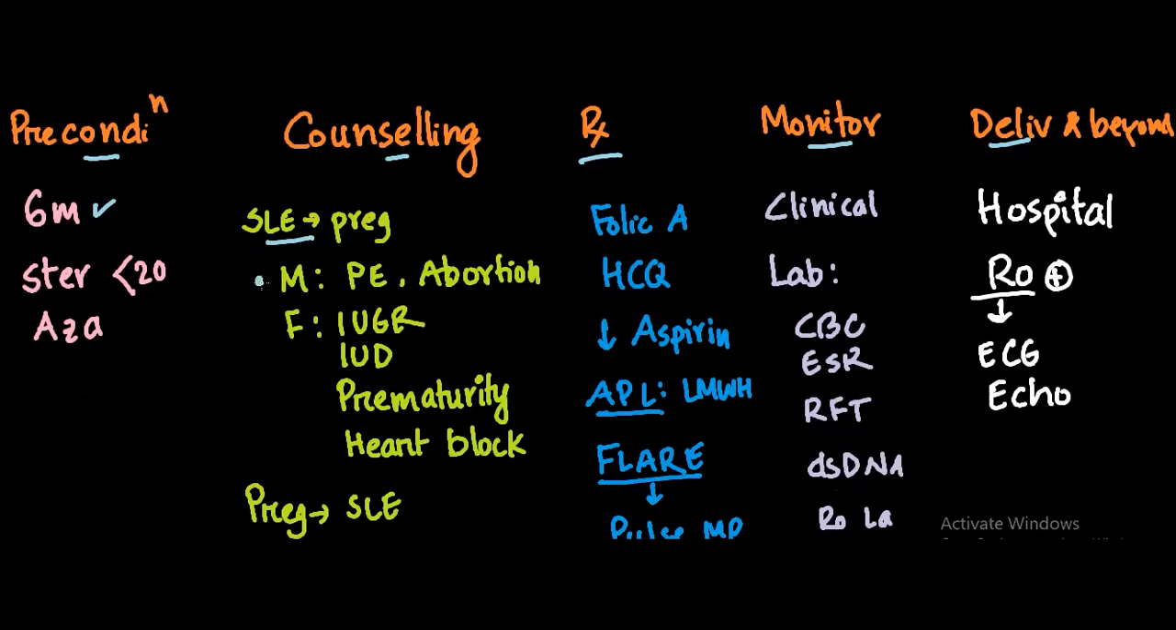The mother can develop preeclampsia and hypertension, and there is an increased risk of abortion. And the baby can have low growth, so IUGR or intrauterine growth restriction, IUFD, intrauterine fetal death, and the baby can also be premature. And if the mother is anti-Ro positive, there is an increased risk of lupus in the baby or neonatal lupus, leading to heart block.